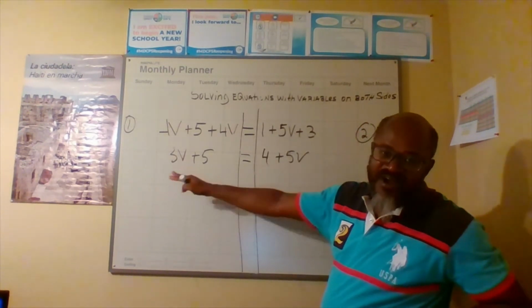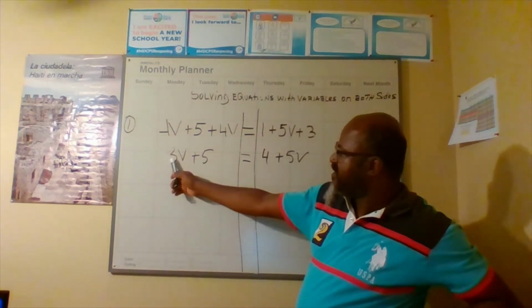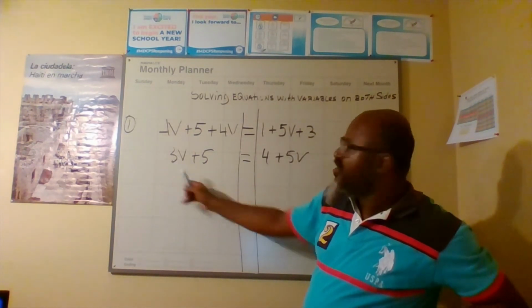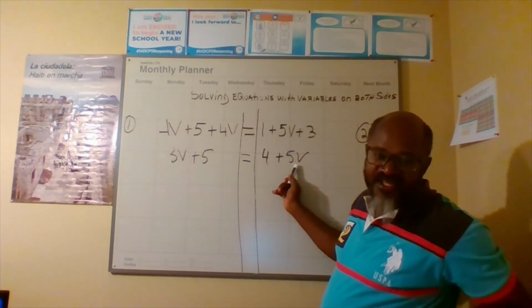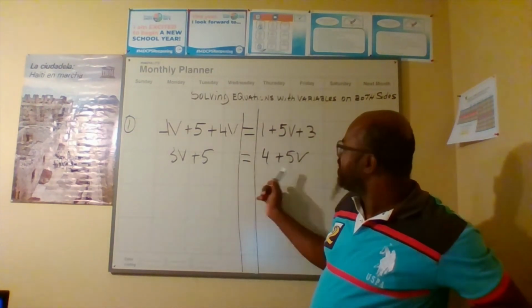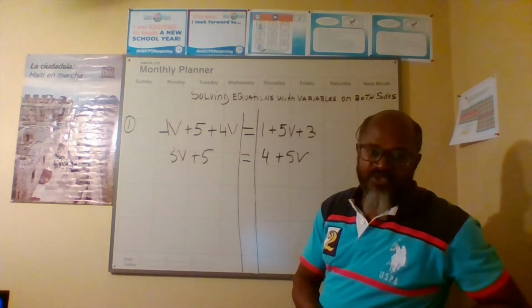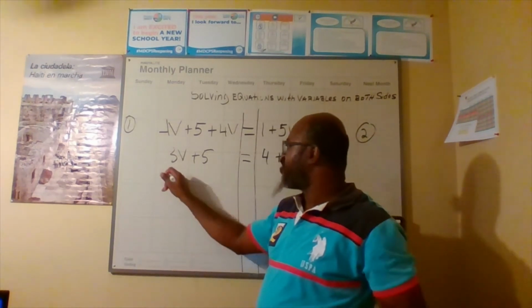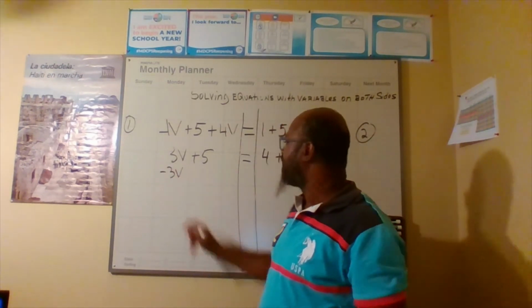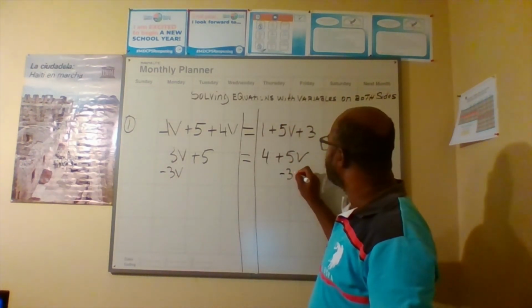Now your goal is to have v on one side. As you can see, on side 1 you have 3v, on side 2 you have 5v. The good thing is both of them are positive. Since both of them are positive, you subtract the lesser one from this side. You subtract 3v on that side, and you also subtract 3v on that side.